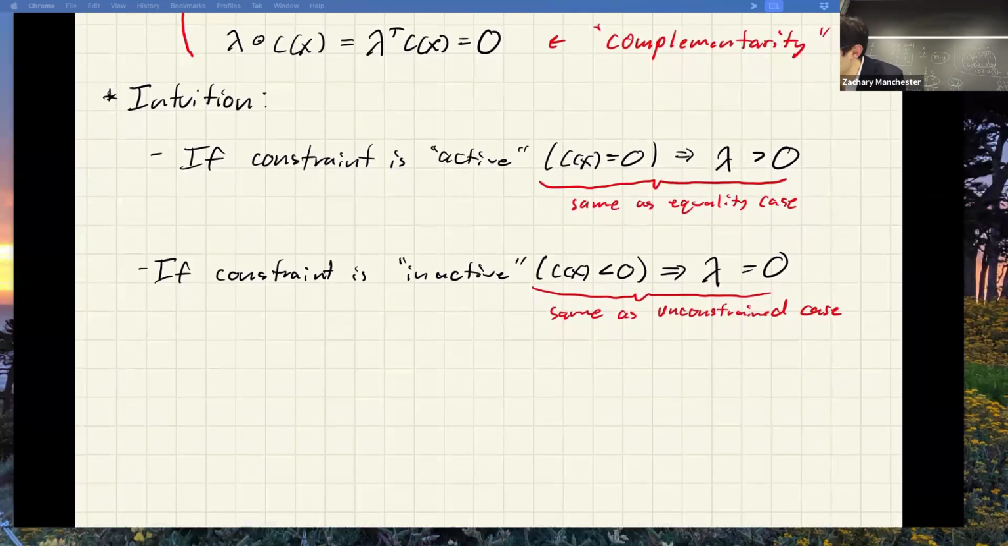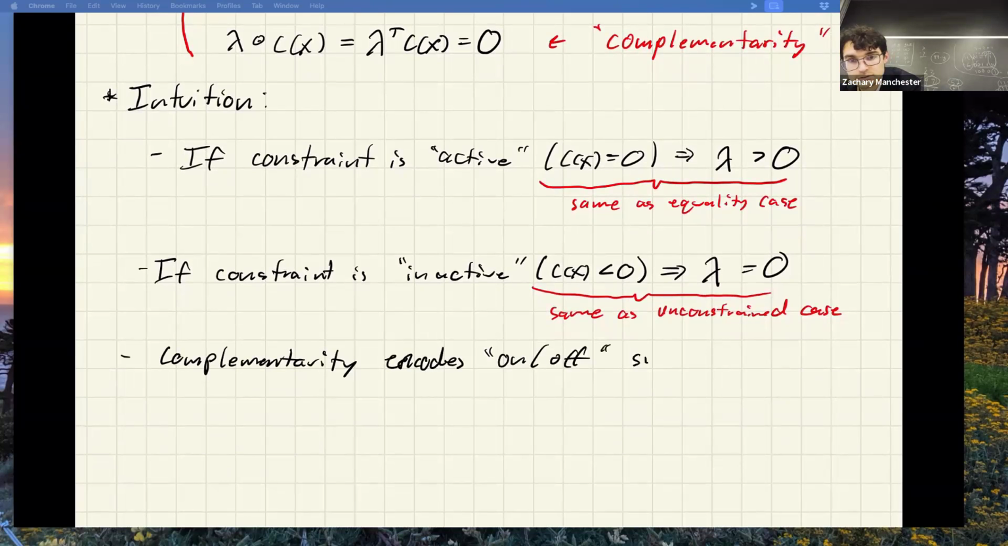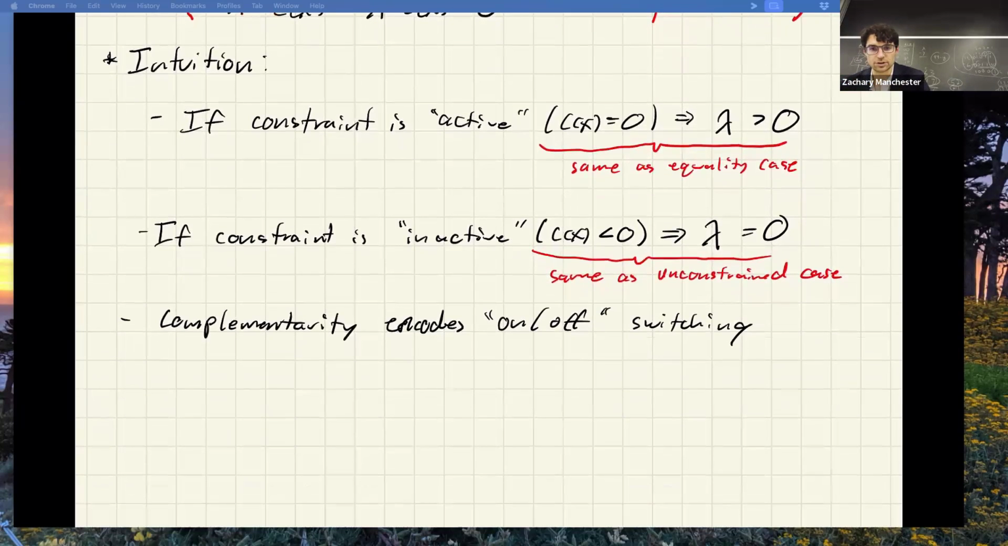Okay, and yeah, the key idea there is complementarity. It basically encodes on-off switching of all the constraint terms. Okay, any questions about that?